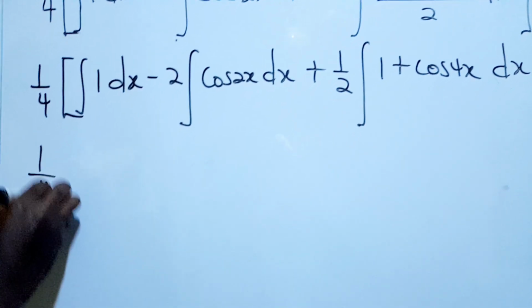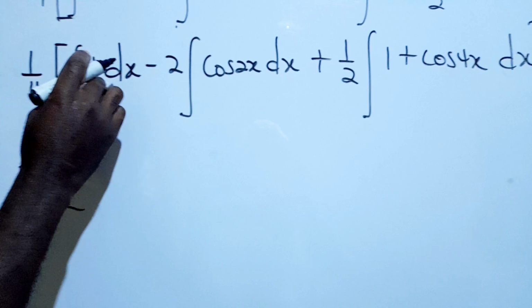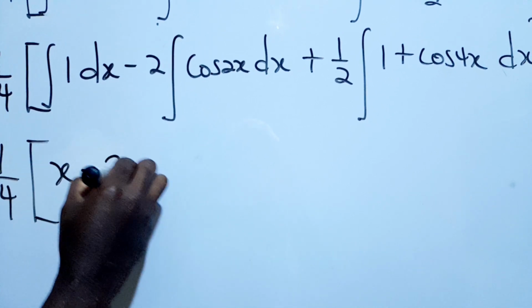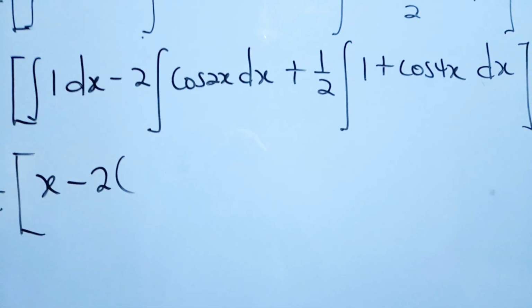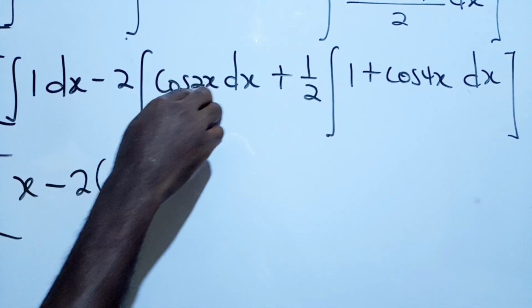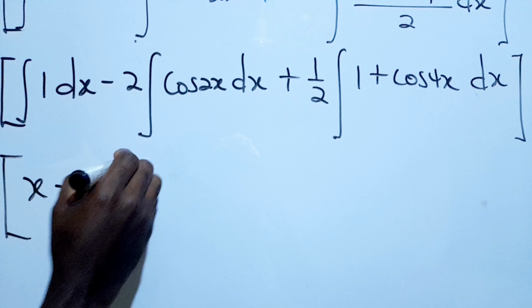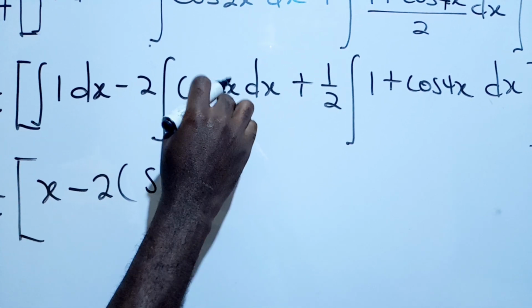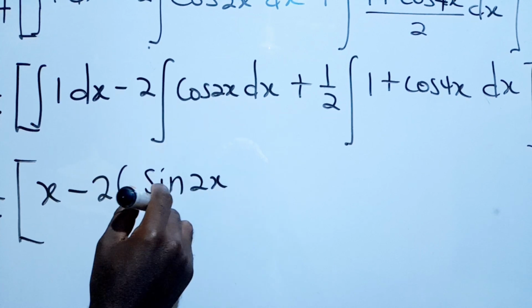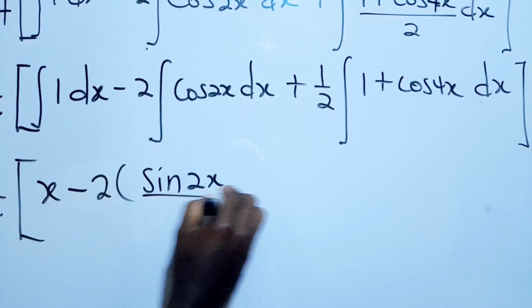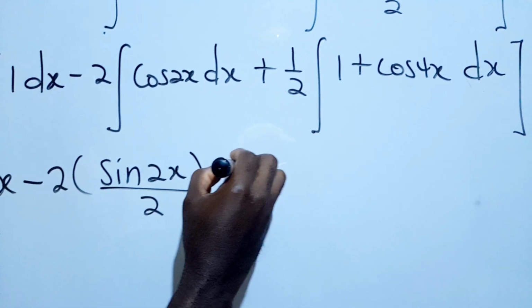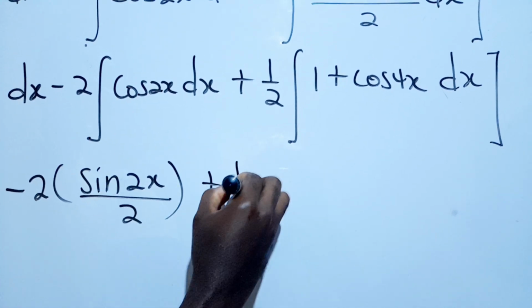So I have 1 over 4. The integral of 1 will just be x. Then minus 2. How do we integrate this? When we integrate cos, we get sine. We repeat the angle and differentiate it. When we differentiate 2x, we'll get 2 and use it to divide. I hope you get that. Then plus half.